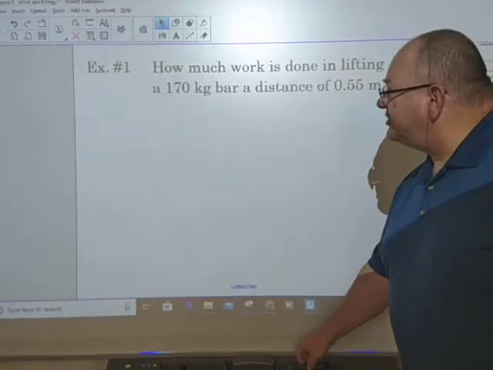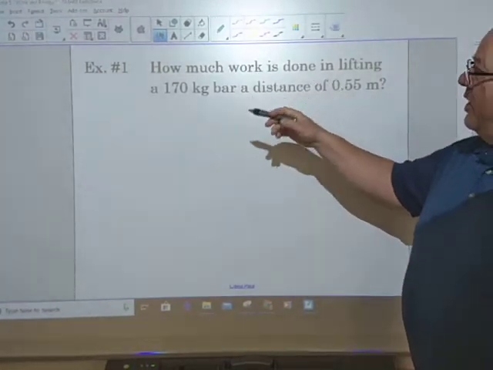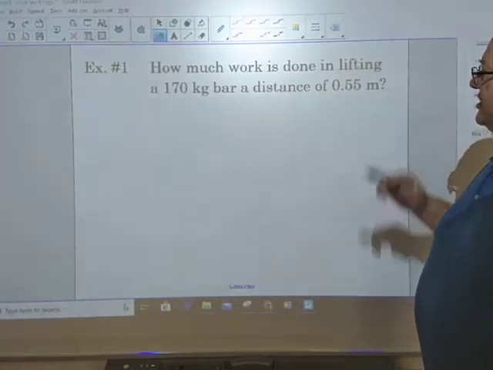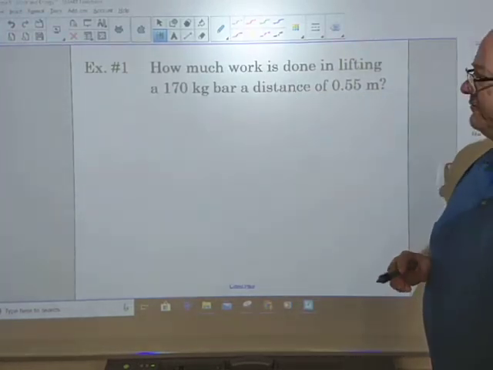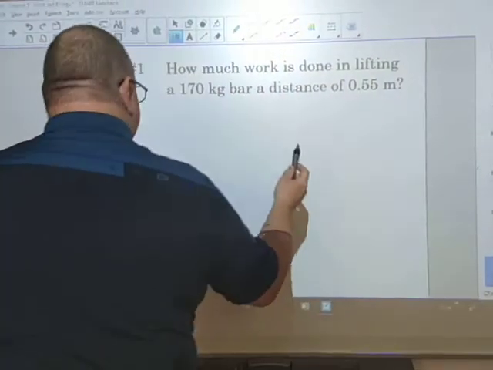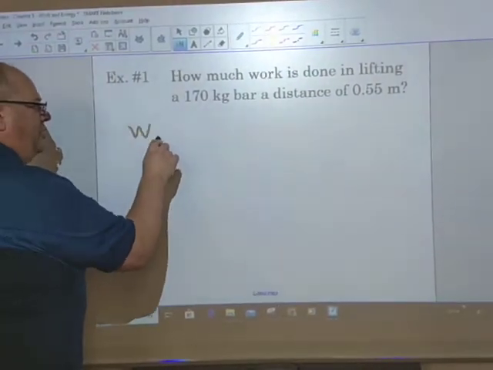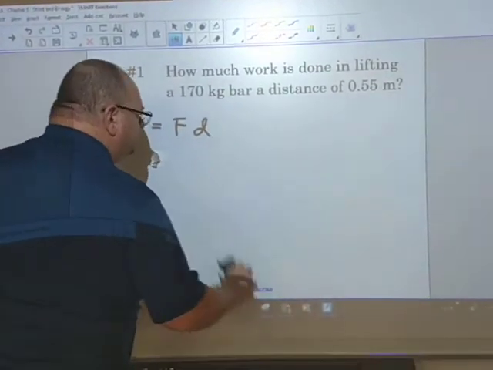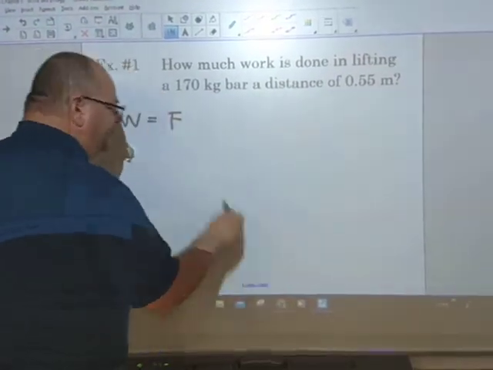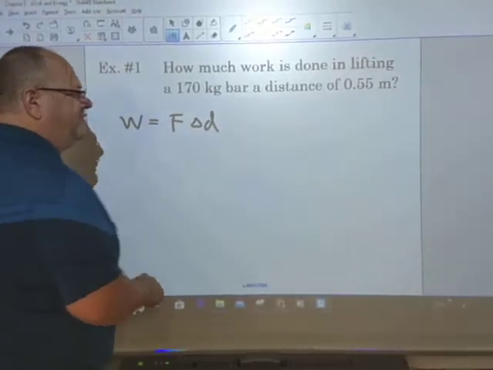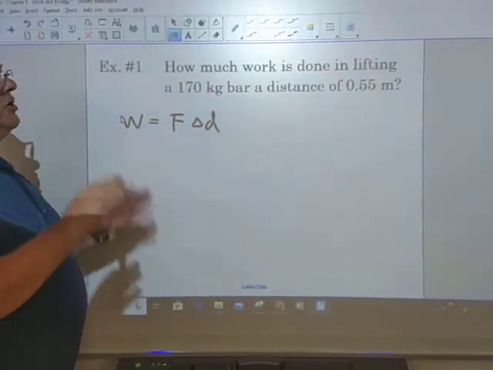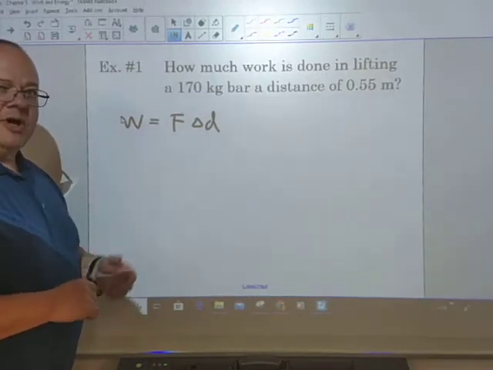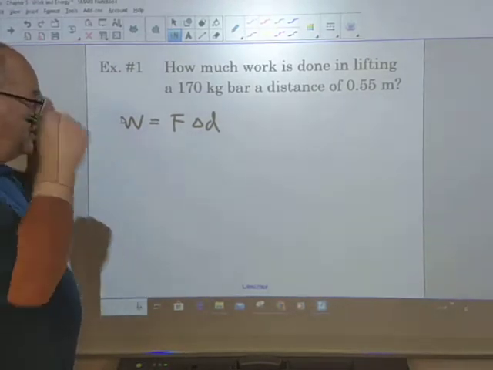Let's work through a couple of examples. Number one, how much work is done in lifting a 170 kilogram bar a distance of 0.55 meters? So here's our new formula. Oh, I'll leave the delta d in there. Work is force times distance. So on your sheets that you're already using with formulas, we should probably add that one. Okay.